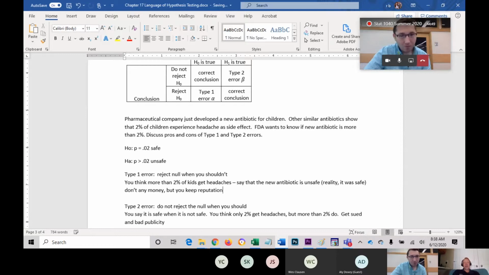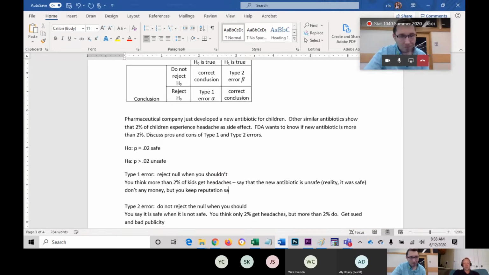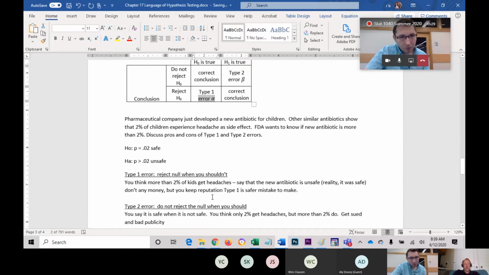So typically, if you're going to make a mistake, it's the type 1 error that we're more interested in making because it's the safer mistake to make. So type 1 is the safer mistake to make. And that's going to be the one that we're going to concentrate on. Other than this chapter, I want you to understand what the difference is between a type 1 and a type 2. But we're going to concentrate more on the alpha than we are on the beta.